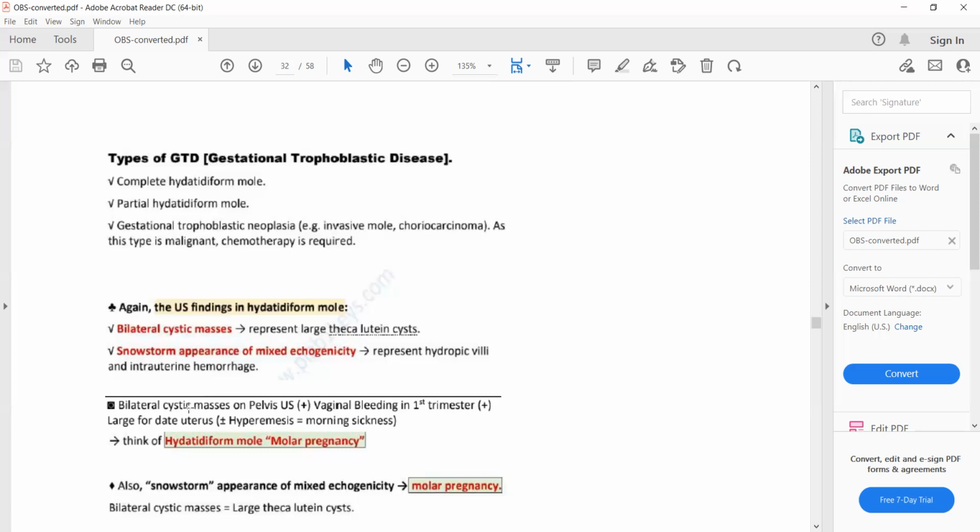What are the ultrasound findings in hydatidiform mole? There will be bilateral cystic masses in the ovaries.